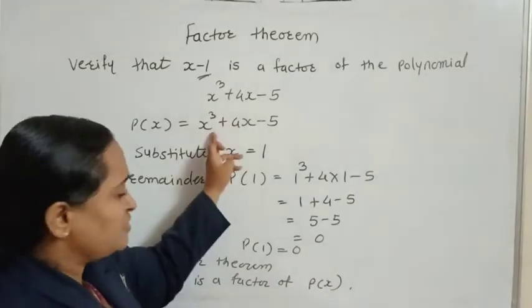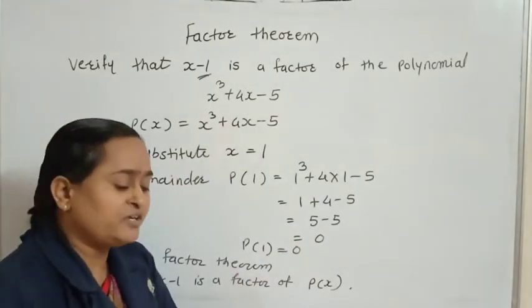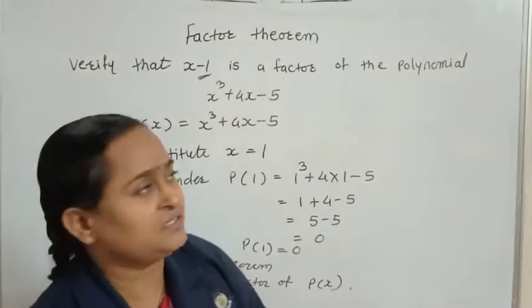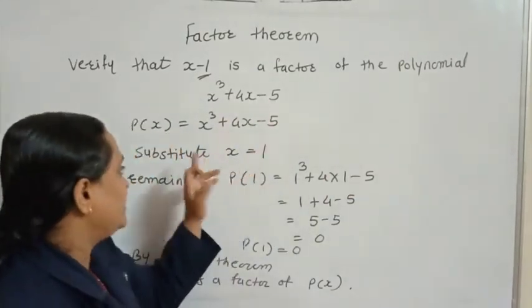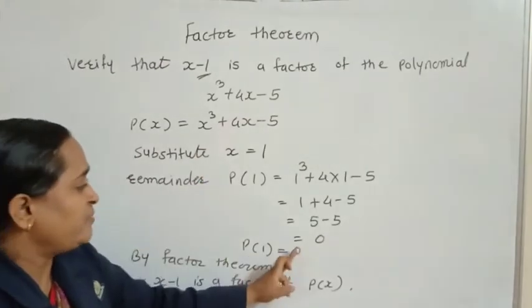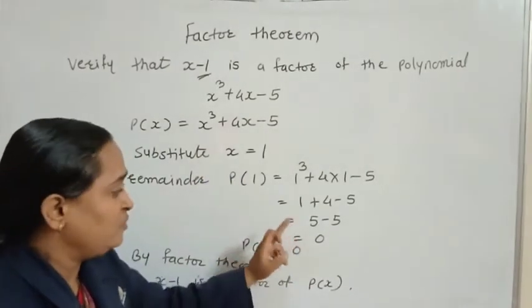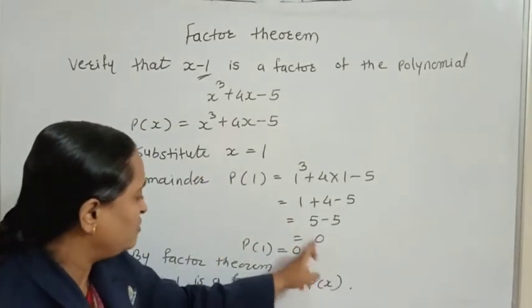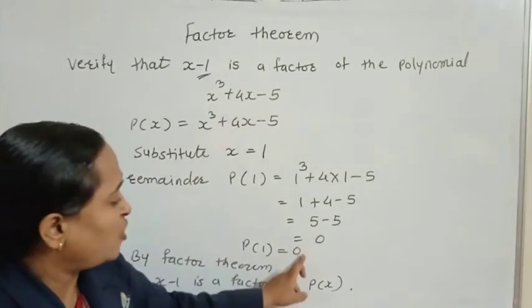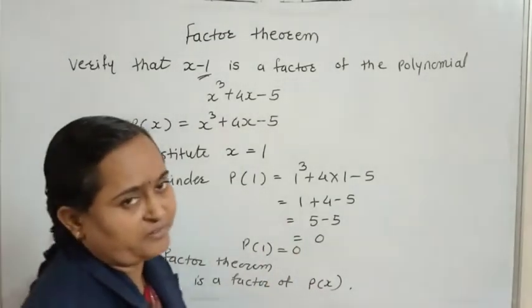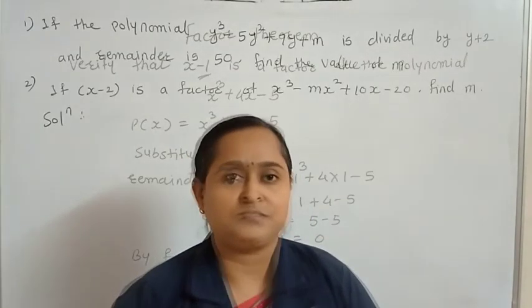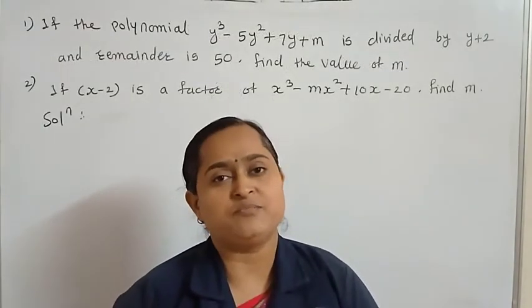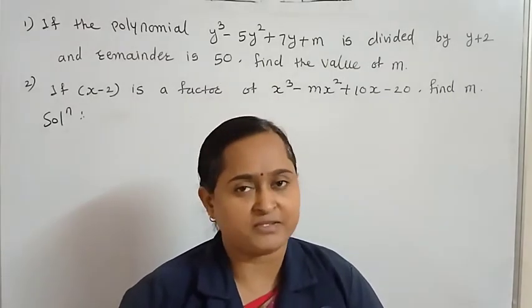And what is p of x? First only we have written. In this way, you can verify whether a given factor is a factor of the polynomial or not. For that, you have to substitute the value. If you get the value 0, then that is a factor. If not 0, then not a factor. In this way, we can use the factor theorem. Now we will see examples based on the remainder theorem and the factor theorem.